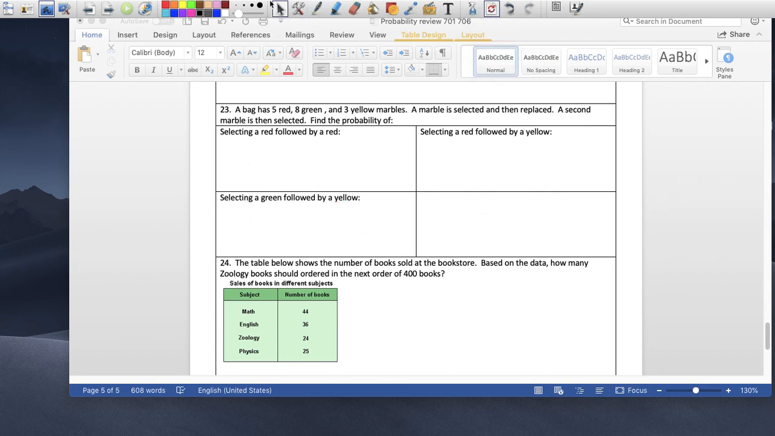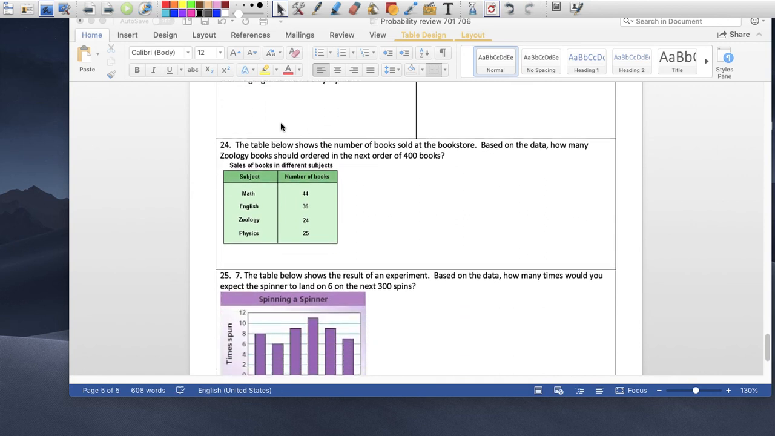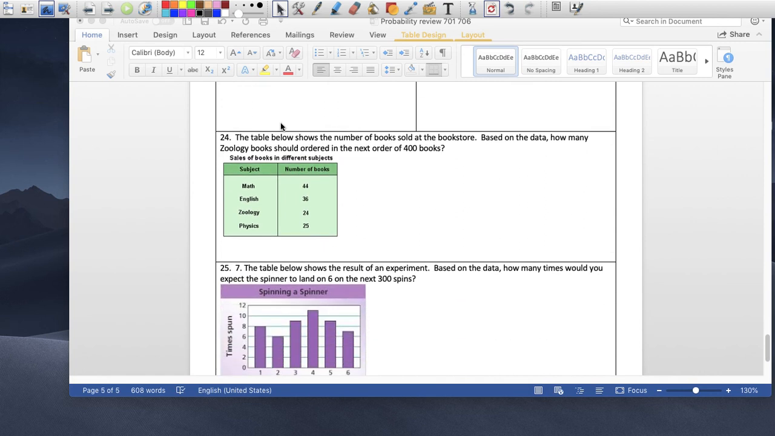Last question. The table below shows the number of books sold at a bookstore. It's again the same table that we used prior. It shows the number of books sold at the bookstore, and I believe I just added it. Was it 129? 44 plus 36 plus 24 plus 25 gives us that. So there were 129 books sold today, right? So if we're going to order 400 books based on these sales, how many of those 400 books would you order?